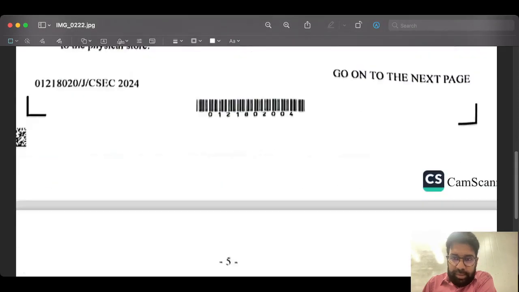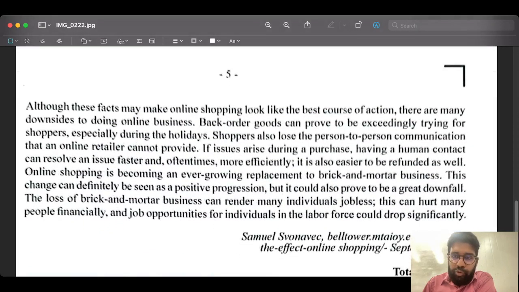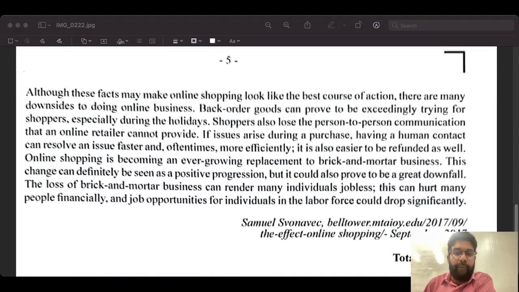Simple things, you know, guys. Simple things. All you have to do is read and understand, and you will be good. Now, take a wild guess. If the last paragraph was about advantages, this paragraph would be about what? Disadvantages. Although these facts make online shopping look like the best course of action, there are many downsides to doing online business.